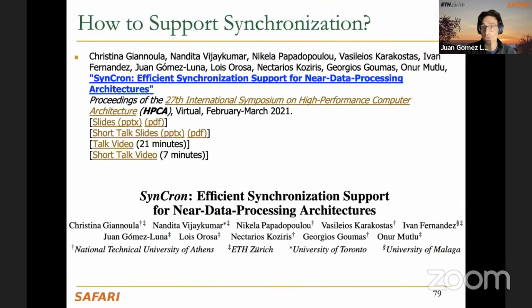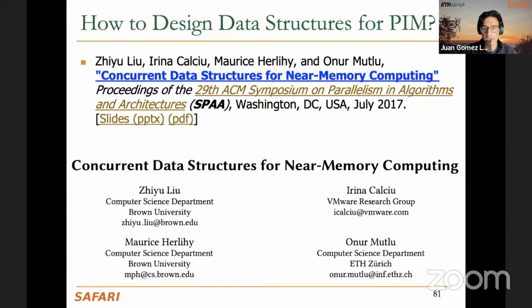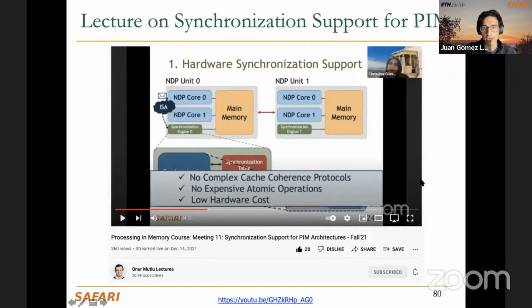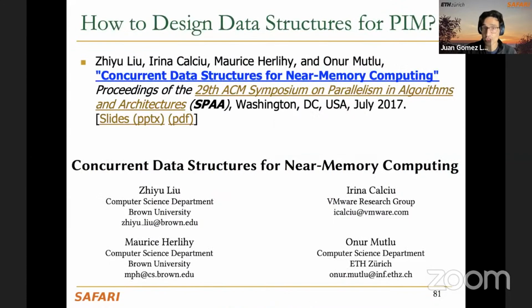If you want to learn more about Synchron, please read the paper, or for sure watch our previous lecture that was delivered by Christina. Related to synchronization as well is the access to concurrent data structures, and in that sense, I can recommend you this interesting paper where the authors explore how to implement efficient concurrent data structures, like for example, FIFOs, linked lists, skip lists in processing-in-memory systems.